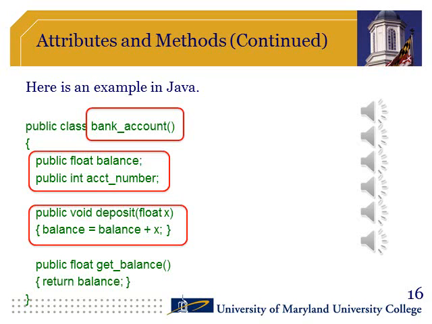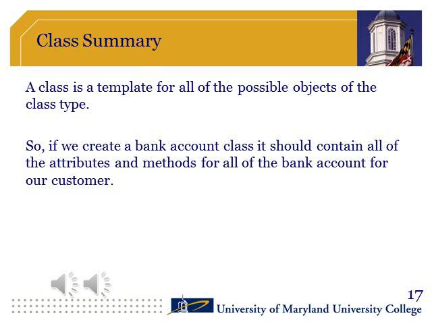The class has two methods: deposit and getBalance. The deposit method is called with a float. Value x is passed into the method. This is added to balance. The getBalance method returns a float, which is the account balance. This shows how information can be passed into and out of classes. A class is a template for all of the possible objects of the class type. So, if we create a bank account class, it should contain all of the attributes and methods for the bank account for our customer.